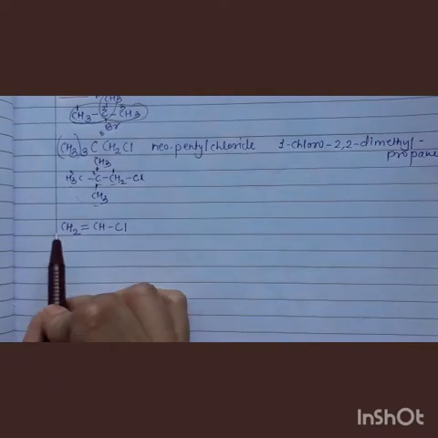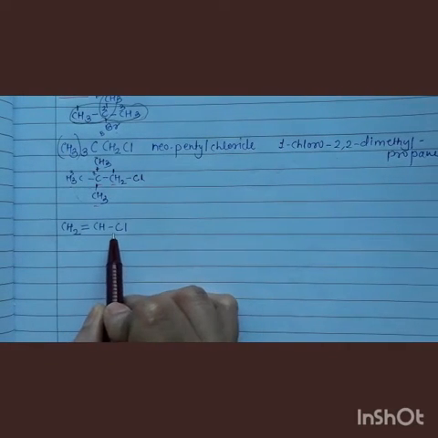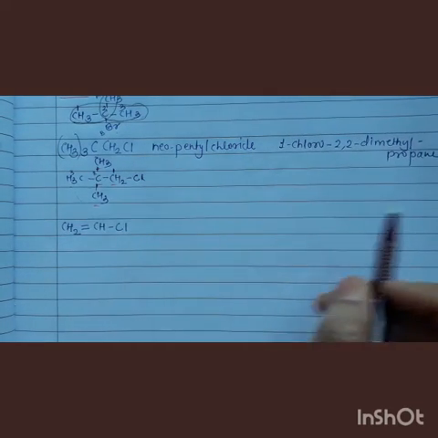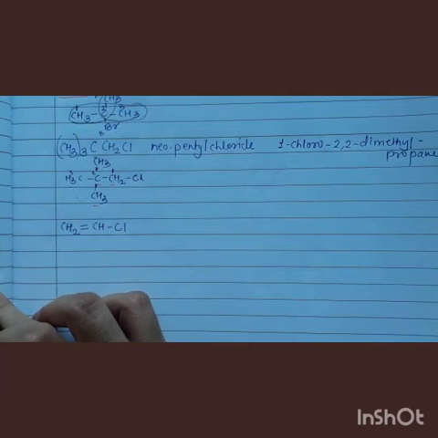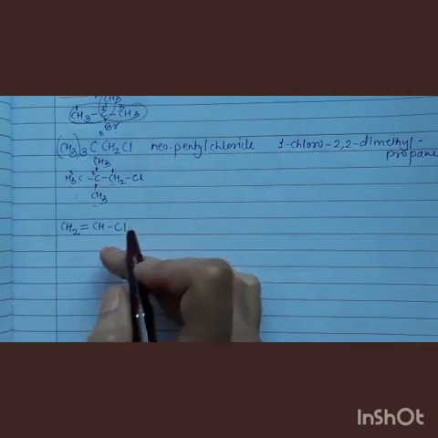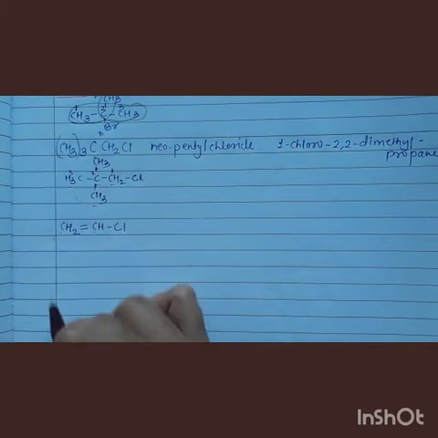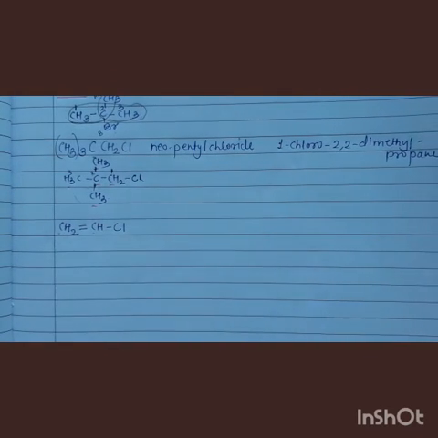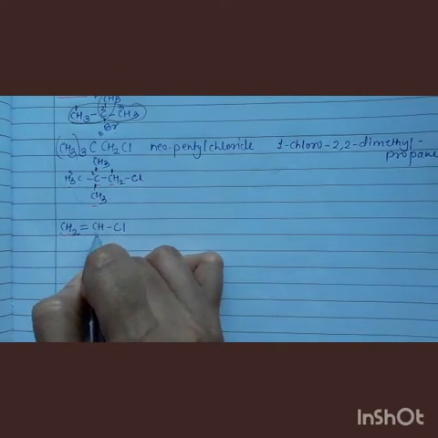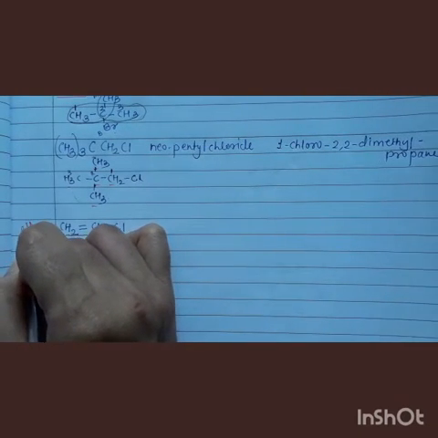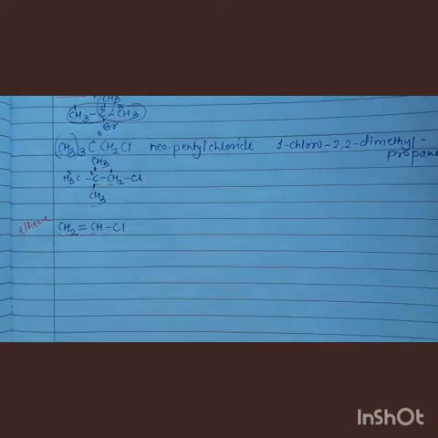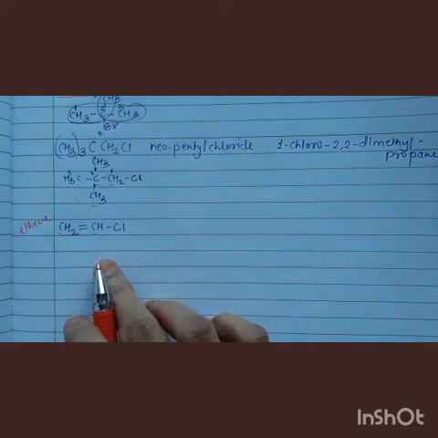Next, CH2 double bond CH single bond Cl. Here the parent is an alkene, since a double bond is there. How many carbon atoms are there? 2 carbon atoms, so it is ethene, right? This is our parent carbon chain, so we can say it is ethene. Now see the arrangement.